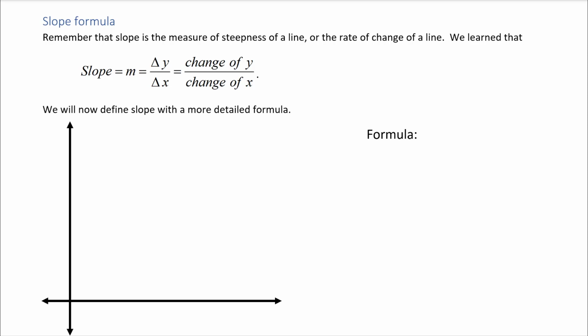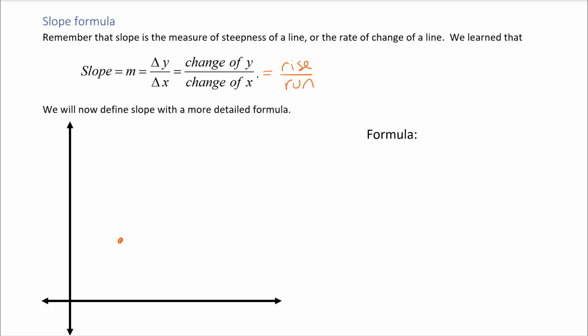So we're going to go back to the slope formula. Remember that we've talked about the slope formula being a measure of the steepness of a line or rate of change. We also learned the formula being rise over run, the change of y over the change in x. Now we're going to get a little bit more detailed formula.